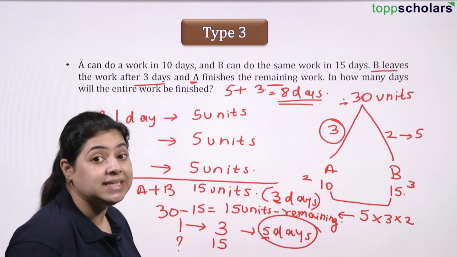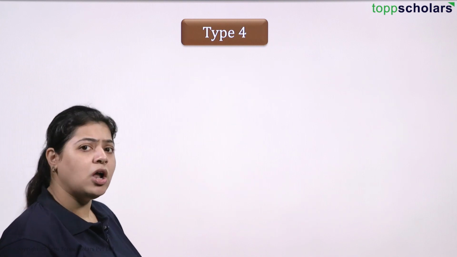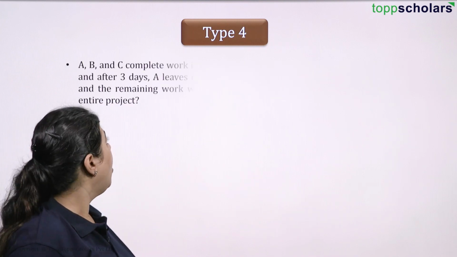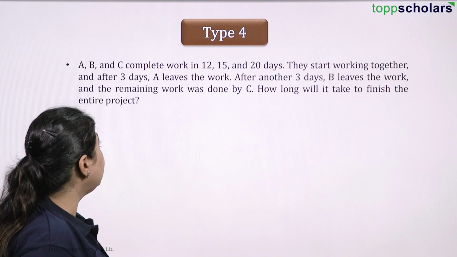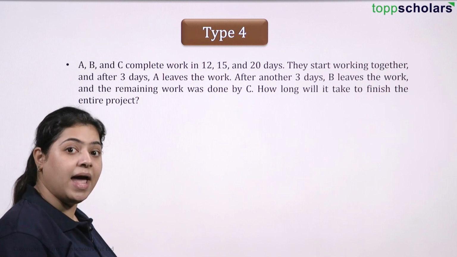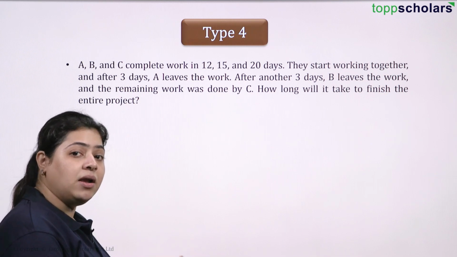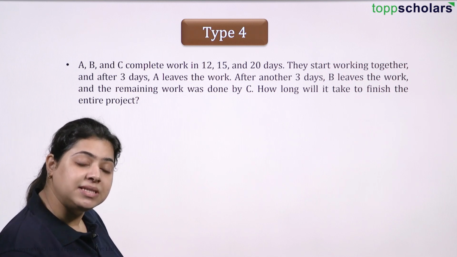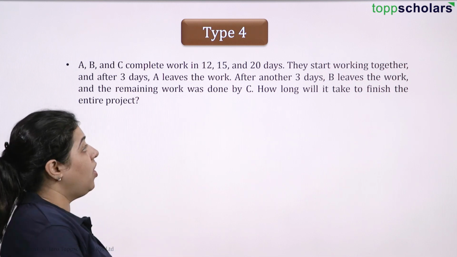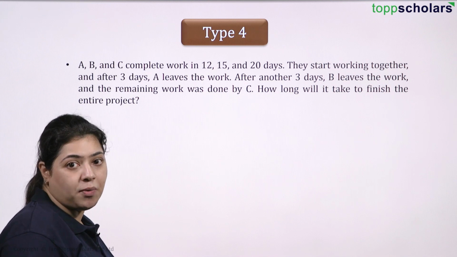Now let us see another type to understand this concept more. In this question, we now have A, B and C. Prior we had only 2 people. Then in another type we saw a person leaving after some number of days. Here we have 3 people now. Let us see what the question is saying.